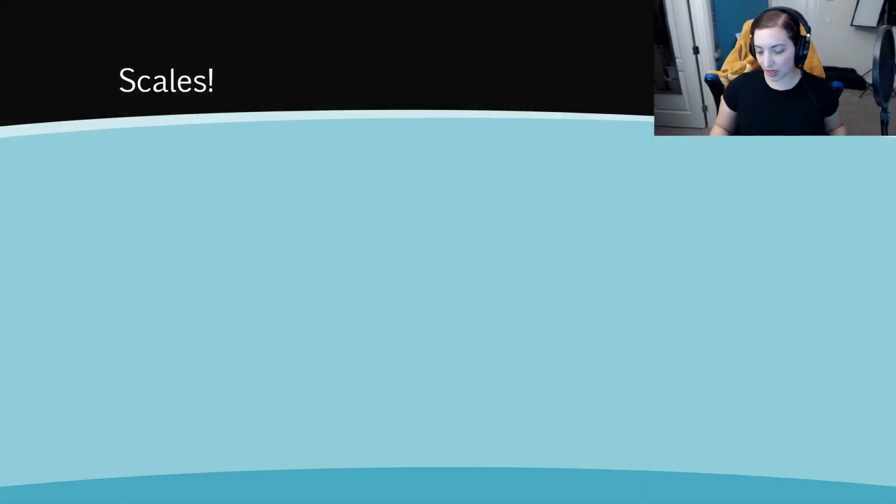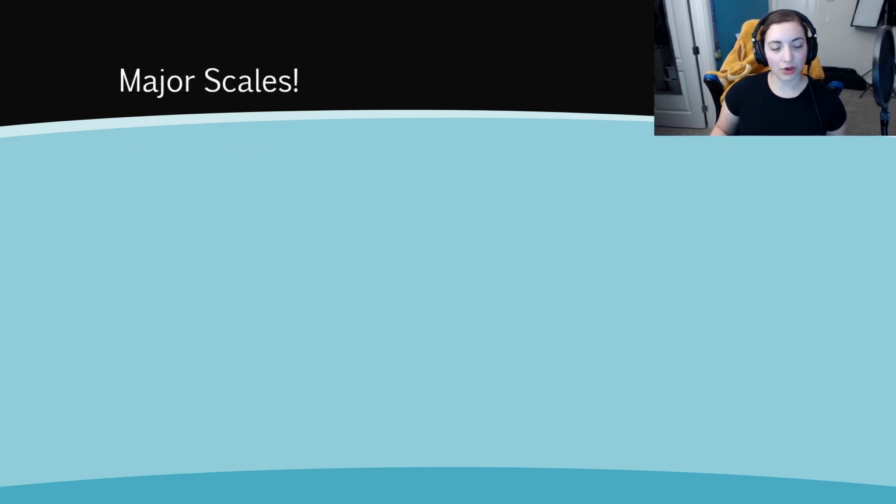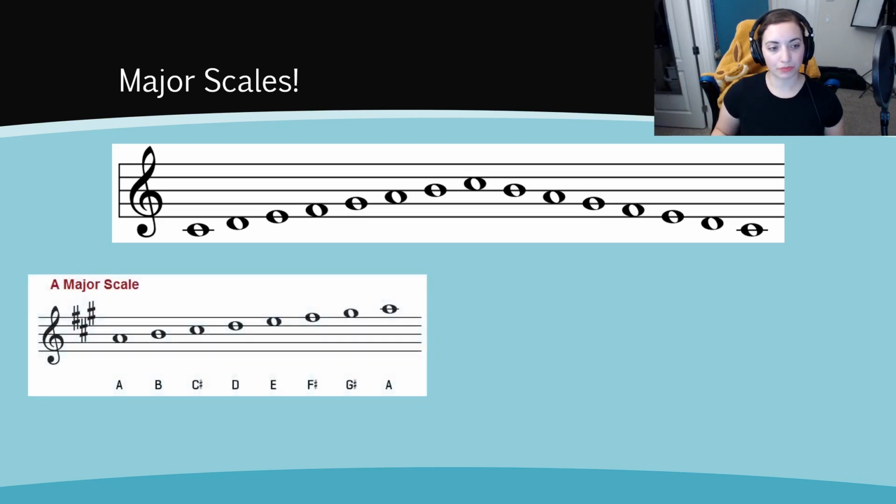So we have scales. First thing, there are two main types of scales. I want to ask you if you know what those two types are called. Okay, so we have major and we have minor. We're going to take each scale and dissect it a little bit. So we have major scales. I'll do a couple of pictures here.